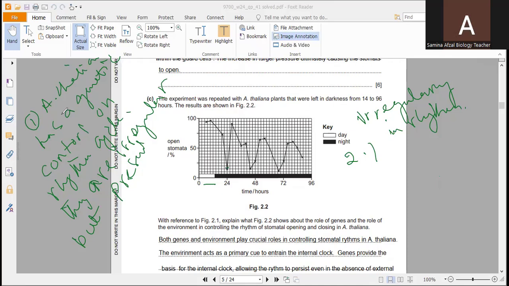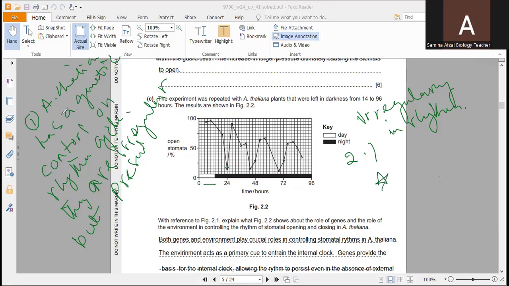So in this way, we can say that there is an underlying genetic component that allows the rhythm to persist even in constant darkness. So the internal clock is likely driven by genes that regulate the expression of proteins involved in the stomatal opening and closing mechanism. So both genes and environment play crucial roles in controlling stomatal rhythms in A. thaliana. The environment acts as a primary cue to entrain the internal clock. Genes provide the basis for the internal clock, allowing the rhythm to persist even in the absence of external cues.